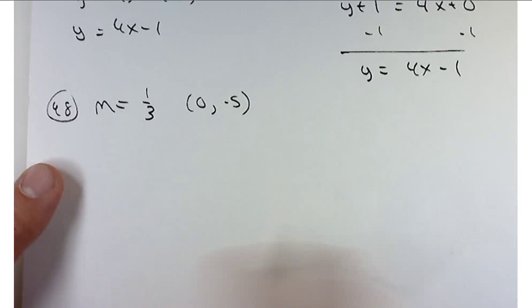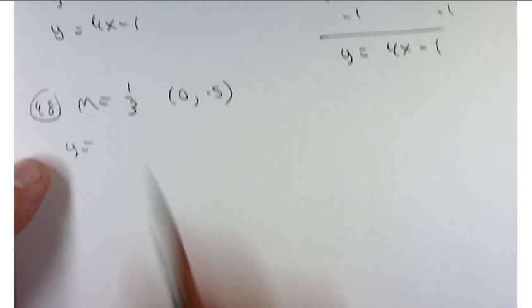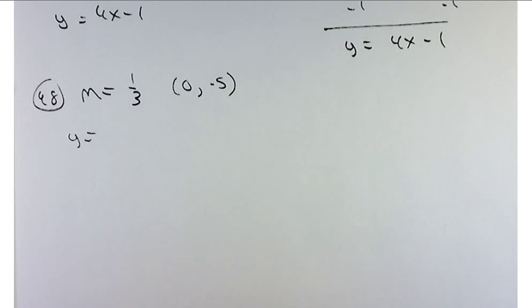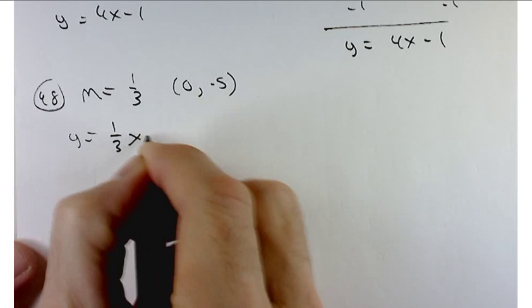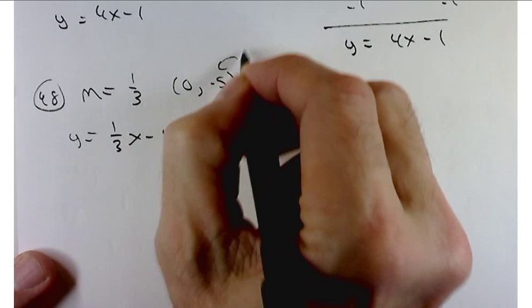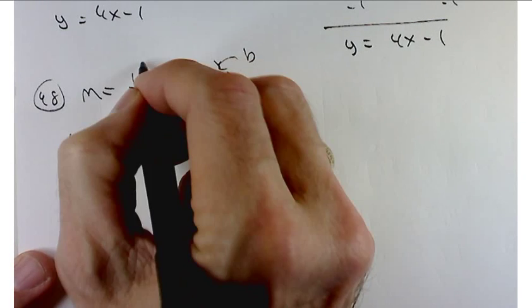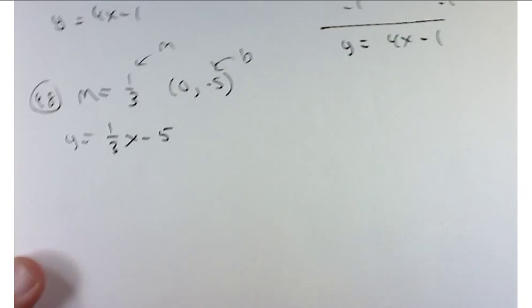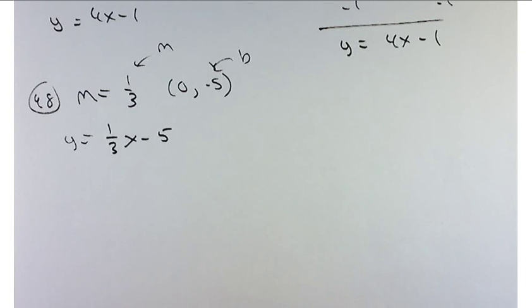Okay. Someone can give me an equation. Ooh, let's see. How about up front? Good morning. Thanks. y equals 1/3 x minus 5. Nice. Here's your b. And here's your m. So, yeah, 1/3 x minus 5. Nice.